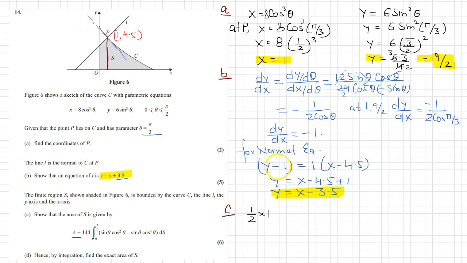Let me rectify it. This is y minus y1, y1 is 4.5, not this. Let me write it one more time. This is y minus y1, y1 is 4.5, is equal to 1 times x minus x1, x1 is 1. So y is equal to x minus 1 plus 4.5. So y is equal to x plus 3.5. I just overlooked this thing.